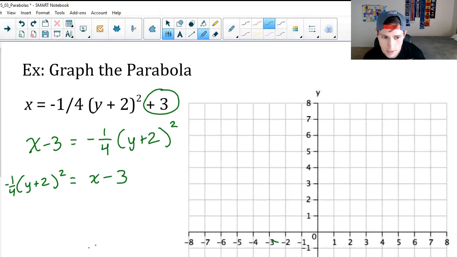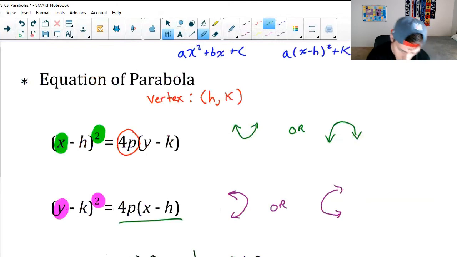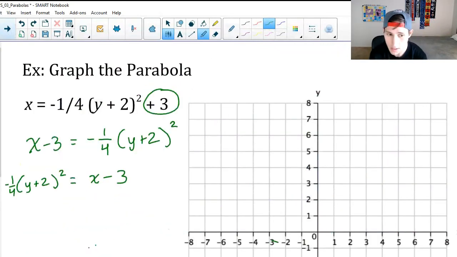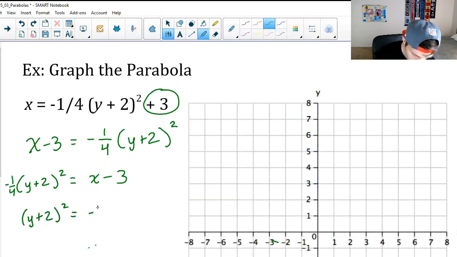And then in addition to that, I don't want that negative fourth to be on the left. If there's some sort of coefficient being multiplied, I want that to be multiplied by whatever the linear term is. So again, back to the equations. That stuff gets multiplied by whatever the binomial is that has no squared on it. So just y minus k or just the x minus h. So I'll multiply both sides by negative 4. So y plus 2 squared equals negative 4 times x minus 3.